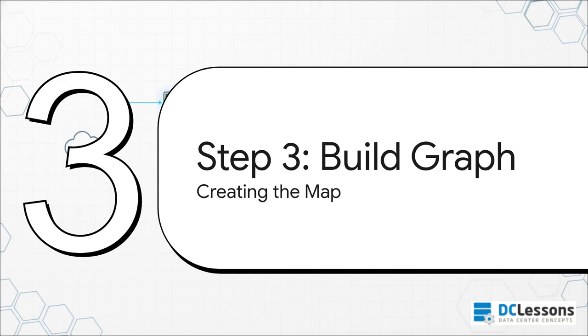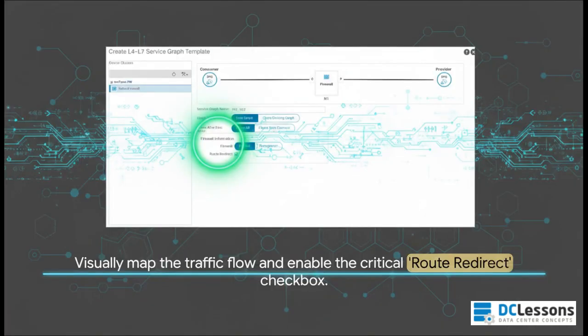All right, section 4, building the service graph. Let's do a quick recap. We have our what, that's the device, and we have our how, that's the redirect policy. Now we need to actually draw the map. The service graph template is like a logical whiteboard where we get to visually lay out this new traffic path and connect all the dots. Think of this as a drag-and-drop flowchart for your traffic. You literally pull your device, our firewall here, onto the canvas and drop it right in between the consumer and the provider.